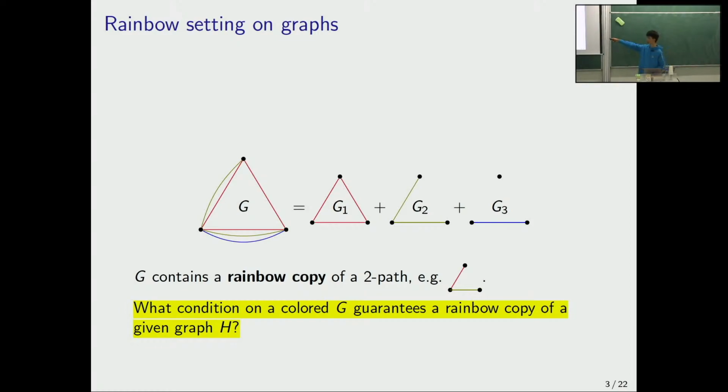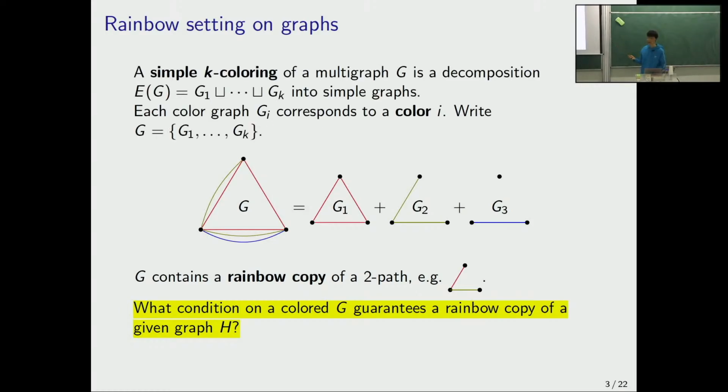We call this kind of coloring of G a simple k-coloring. Here k stands for the number of colors, so in this case k is 3. And here simple means each color graph, so each red graph, green graph, and blue graph, is simple.